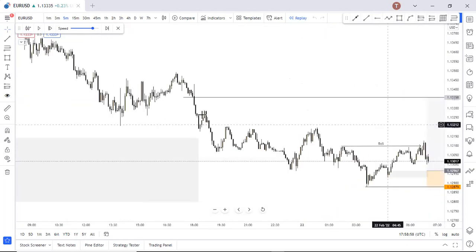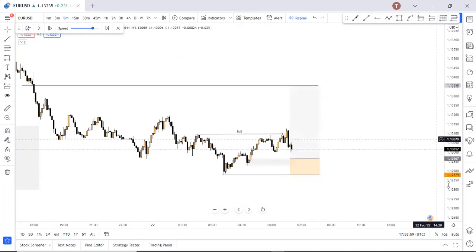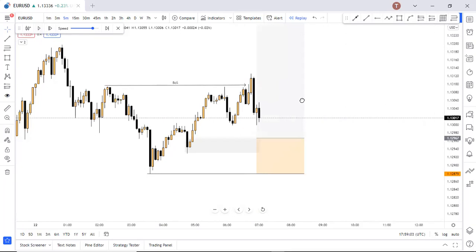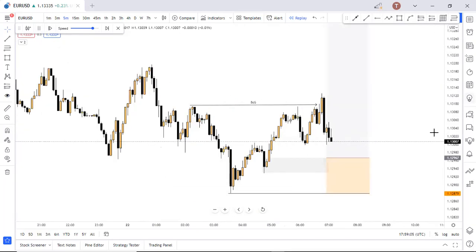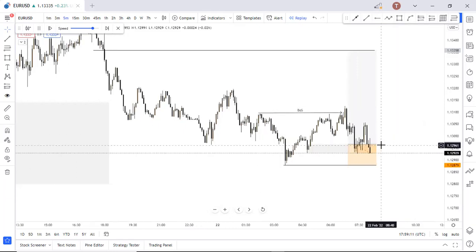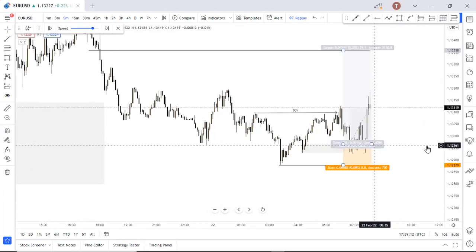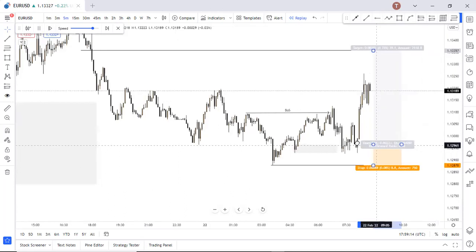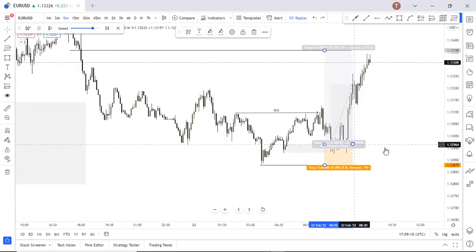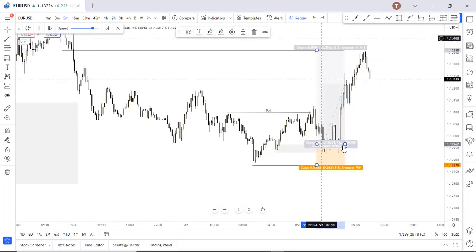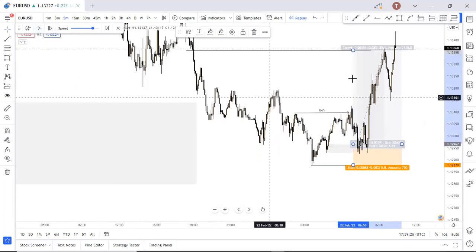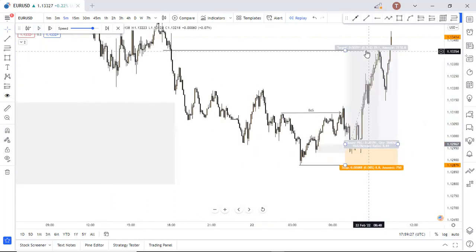On the 5 minutes time frame now, I had my buy limit set, and price mitigated that zone, and we had that push. And that was how the London session trade went.